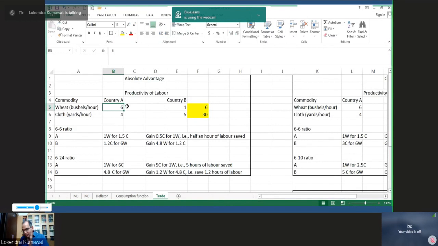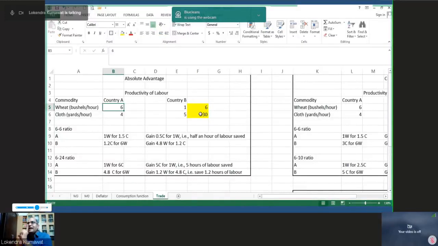How will they gain? To give an example, just look at this first. For country A, 6 units of wheat is equivalent to 4 units of cloth, because both of these represent an equal amount of labor being used. But for country B, 6 units of wheat are equivalent to 30 units of cloth, because the amount of labor required to produce 6 units of wheat will produce 30 units of cloth for country B. It can be shown that if they exchange 6 units of wheat for anything between 4 to 30 units of cloth, it will be mutually gainful to both the countries.